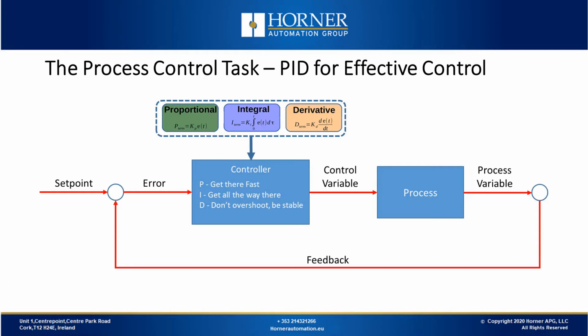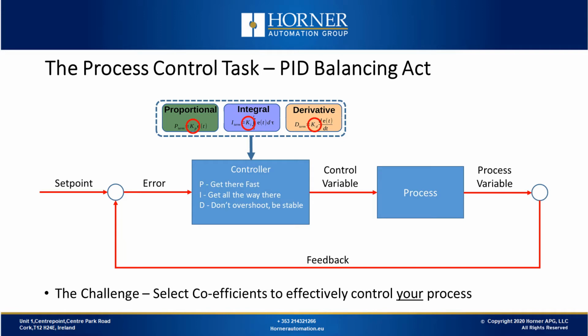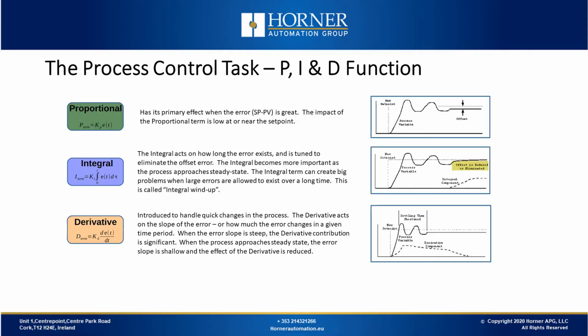PID brings in the elements that help us accomplish a lot of these goals. The proportional element helps us get to the set point quickly. The integral term helps us get all the way to the set point accurately. And the derivative term helps us avoid overshoot and improve stability. All three are available, depending on the process. I've circled the K terms. Those are the coefficients that will help us balance the proportional, the integral, and the derivative to help us accomplish our goal. Okay, let's go into more detail now on the PID function.